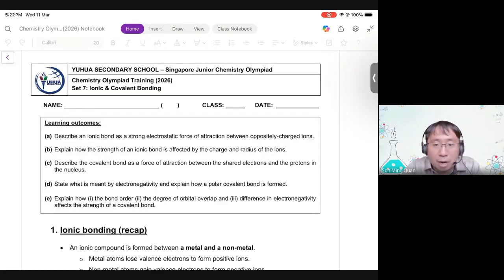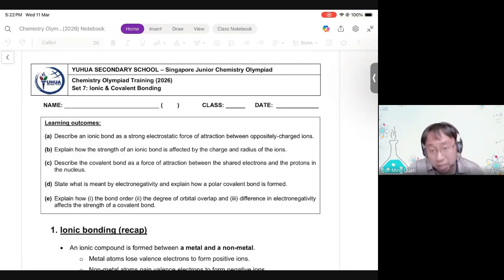Okay, so hello everyone. So we are here for our next Chemistry Olympiad training. In this lesson, we are going to be covering the basics of ionic and covalent bonding and using this as a basis to enrich our understanding. So let's start with set 7. Now, set 7 is a rather long set of notes, including ionic and covalent bonding.